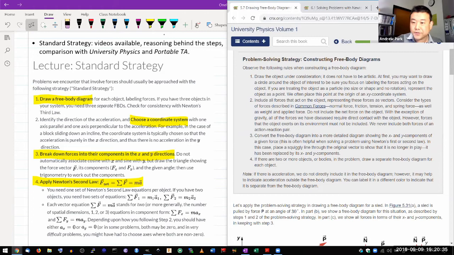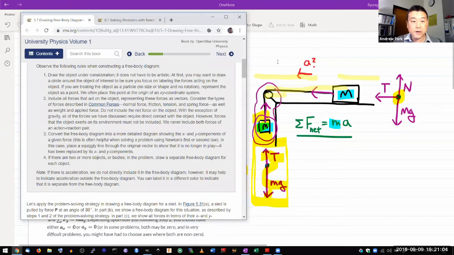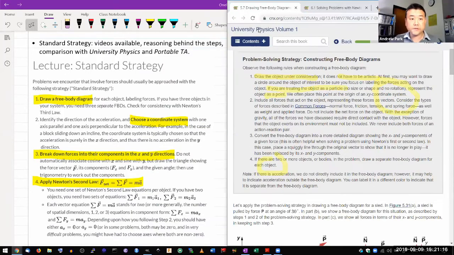So your textbook tells you, draw the object under consideration. It says it does not have to be artistic, and we take it to an extreme. And it does say, if you are treating the object as a particle, represent the object as a point. And that's what you are seeing us do so far in this class, as in, we are using these dots to represent the entire object, regardless of its size and shape. Later on in the semester, especially after we've introduced rotation after exam two, we will start to draw more extended bodies as our object when we are drawing free body diagrams. But for now, most of the time, you'll be drawing a single dot. Or I'll be drawing a single dot.